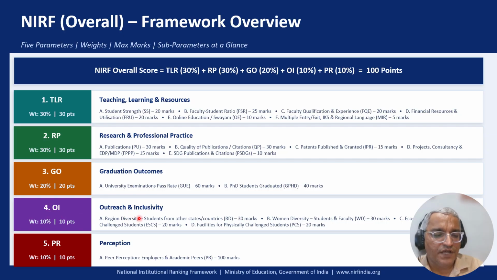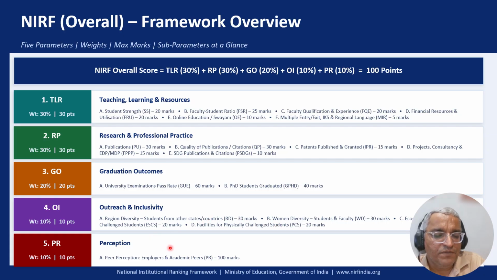The fourth parameter is outreach and inclusivity, where we talk about regional diversity, how many students are from outside the home state and outside the country. It has a 30 marks score. Women diversity, with the percentage of female students and percentage of female faculty, has a 30 marks score. Then economically and socially challenged students, 20 marks. Facilities for physically challenged students like ramps, lifts, and washrooms have a weightage of 20 marks. It is only a declaration, where they ask whether these facilities are available or not available.